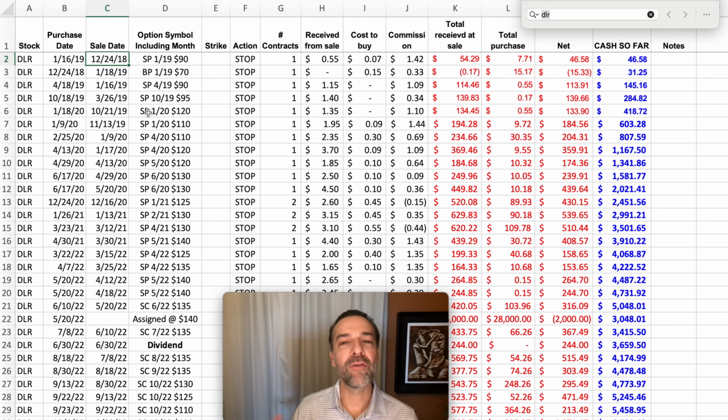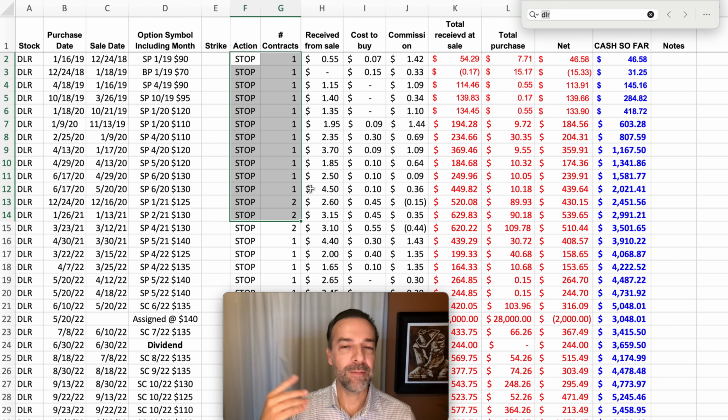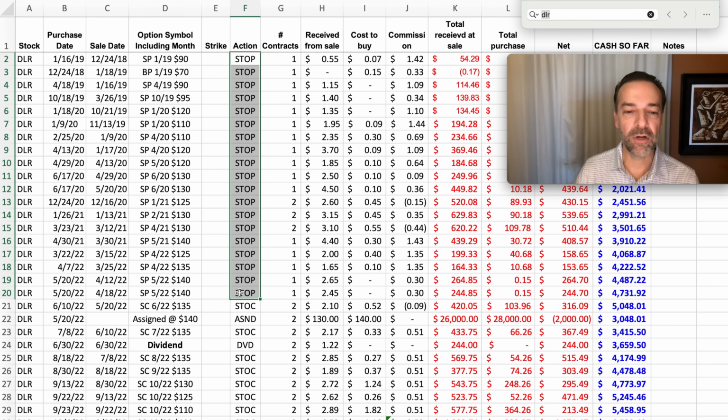So notice what's happened over the past about 6 years. For a long time we were just trading one contract in this account. My account was a lot smaller then, and since then I've added money to it and the account has grown. Just keep that in mind that it was a lot smaller account years ago. But as I scroll down here, you see all these put options that I've sold.